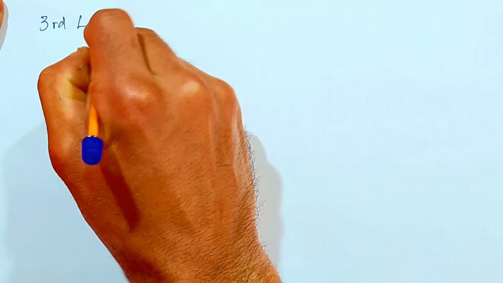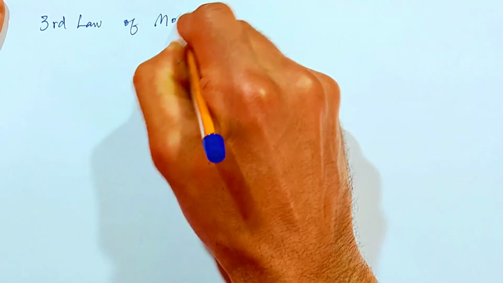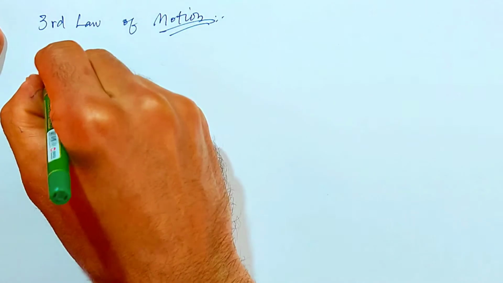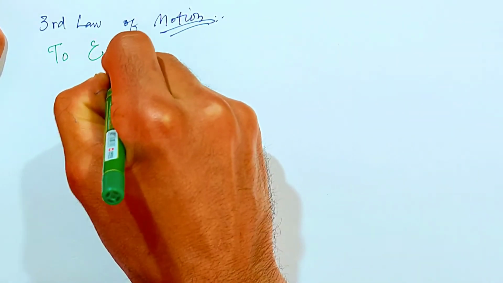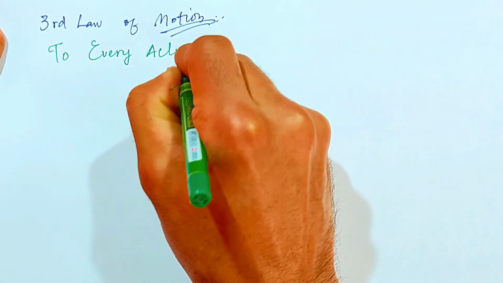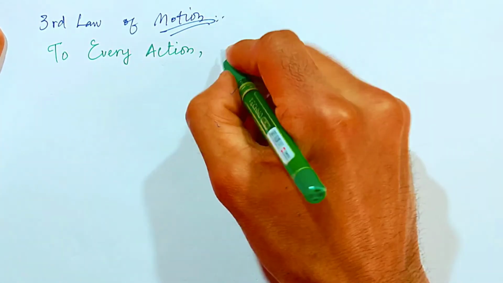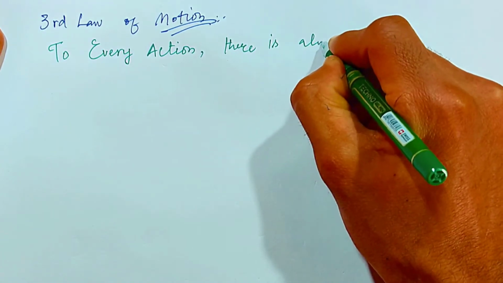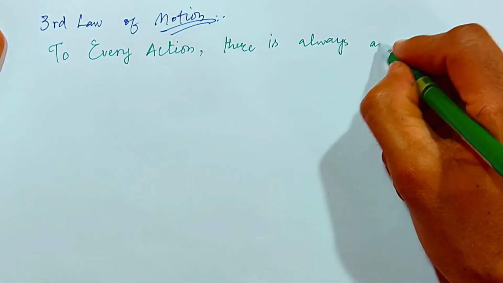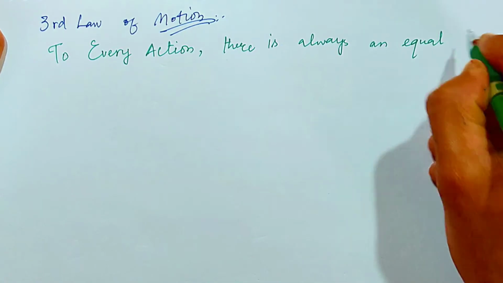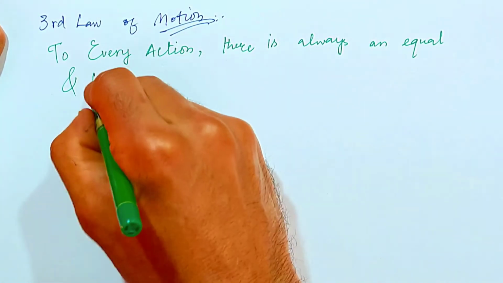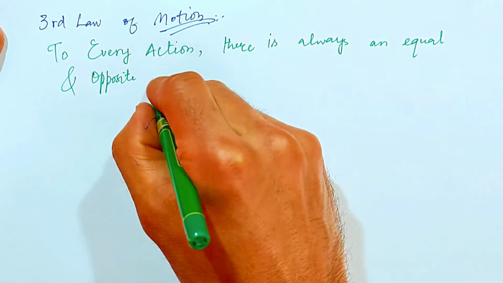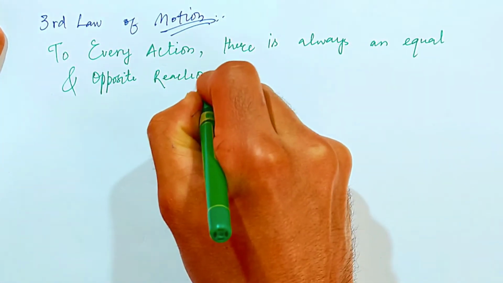Third law of motion. I will write it down like this: to every action, there is always an equal and opposite. These two terms are very much important. Equal and opposite reaction.